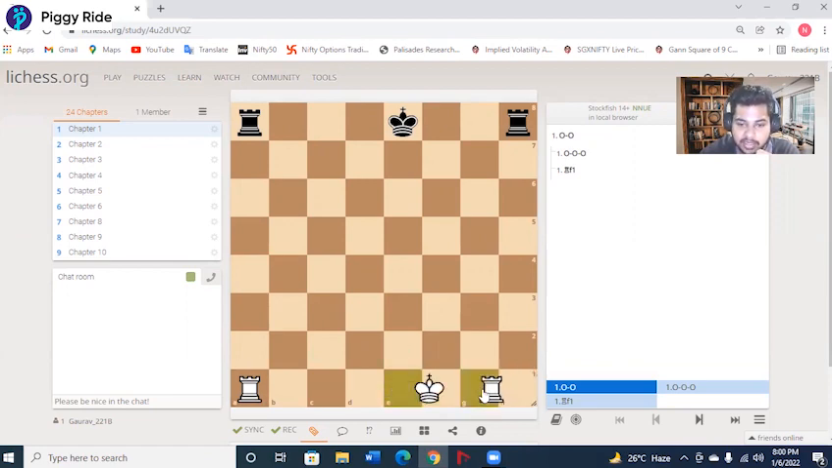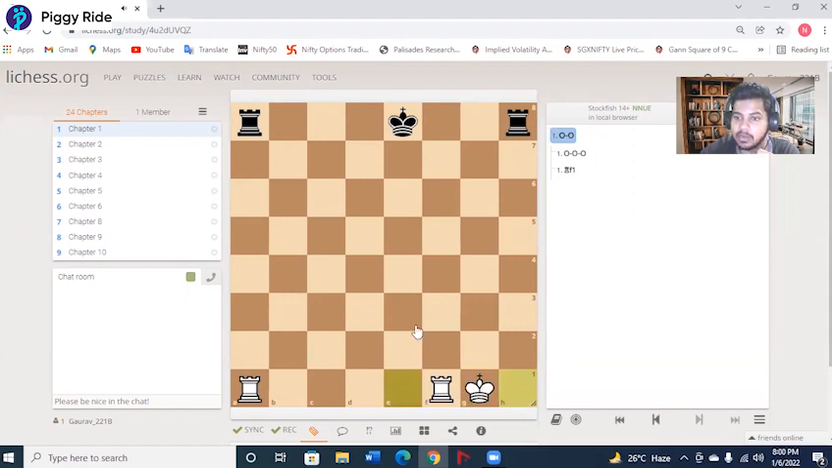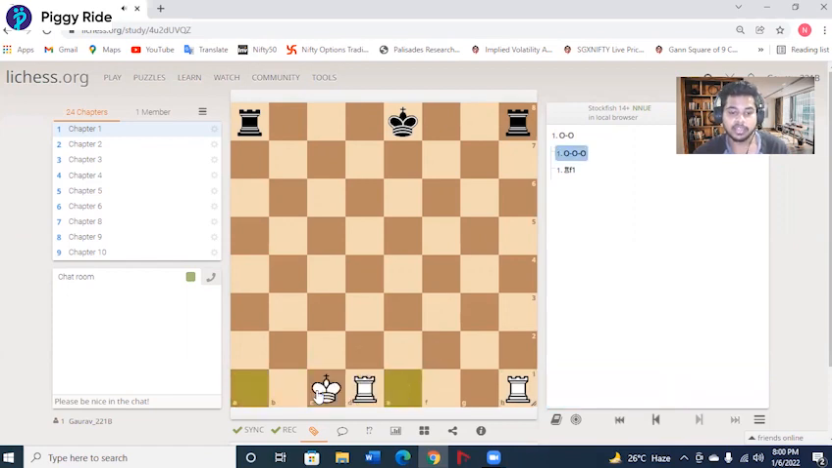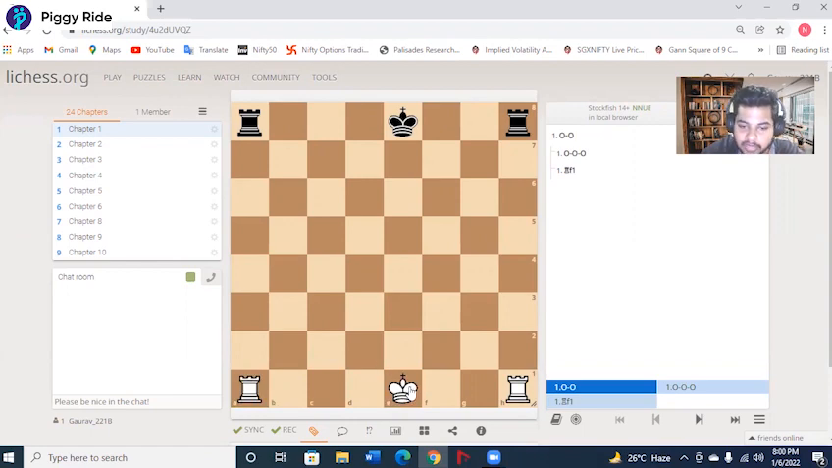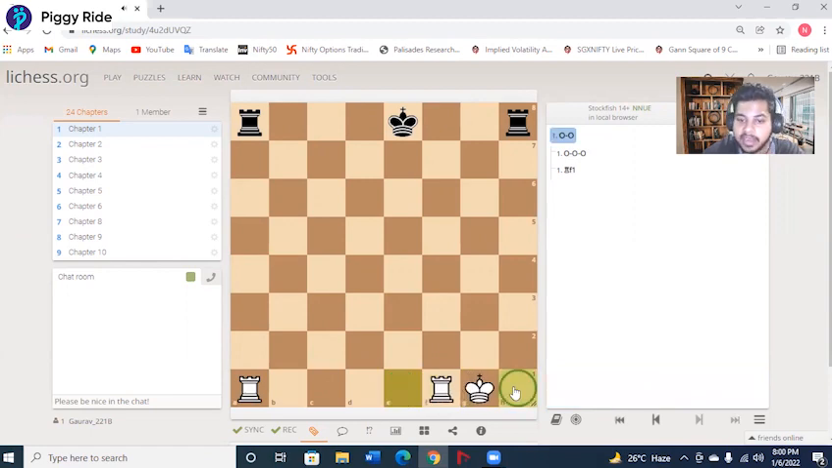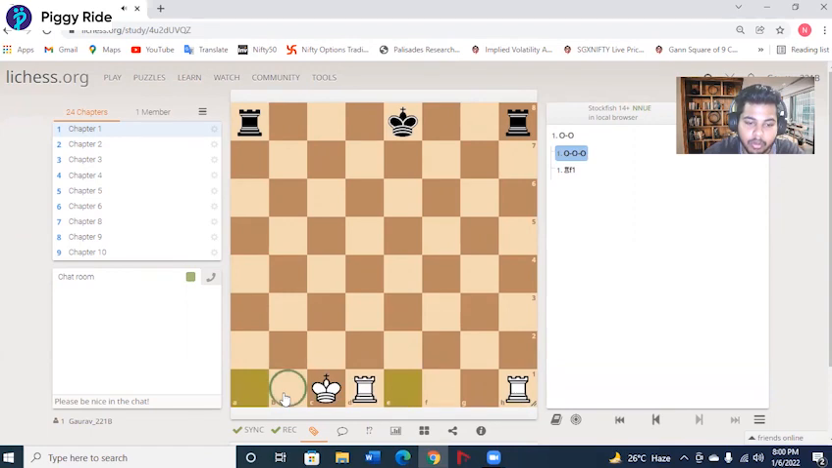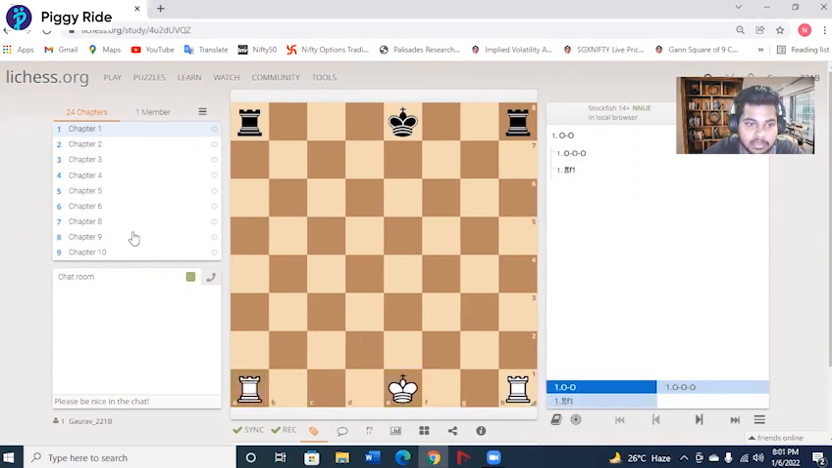Castling on the right is castling on the king side. If you castle on the left side, it's called castling on the queen side. Now the difference is when you castle on the right side, there's only one block left at the right end. But when you castle on the queen side, there are two blocks left on the left end. Okay, quite simple. Let's move on to the next one.